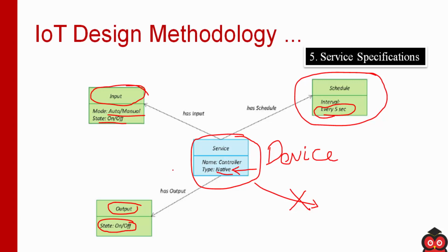And the output is the state of the light bulb, either on or off. That is based on the light intensity, the controller will decide whether to switch on the bulb or switch off the bulb. That is the output. So these are the three services.